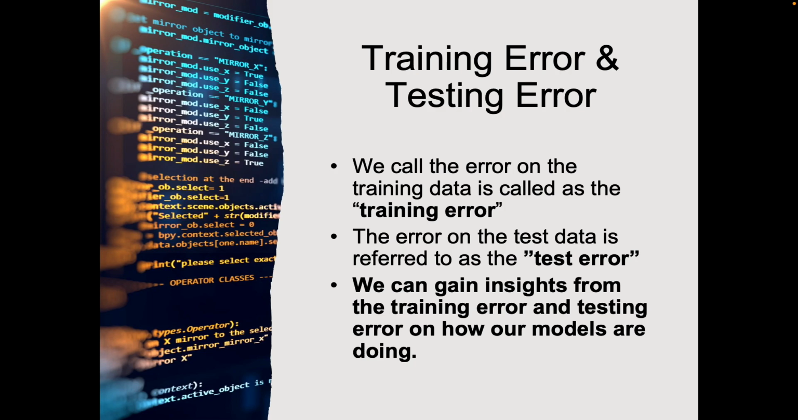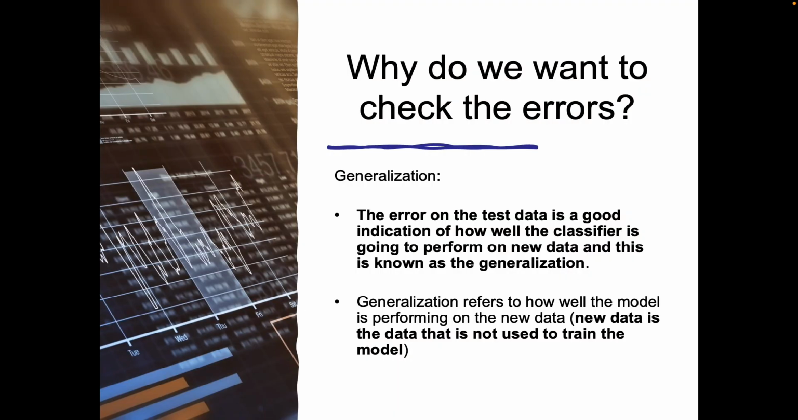We call the error on the training data the training error. The error on the test data is referred to as the test error. We can gain insights from the training error and testing error on how our models are doing. If the classifier performs well on the new data, which is the data not used for training, then it's a good generalization. Generalization refers to how well the model is performing on the new data, which is the data that we did not use during the training process of the model.